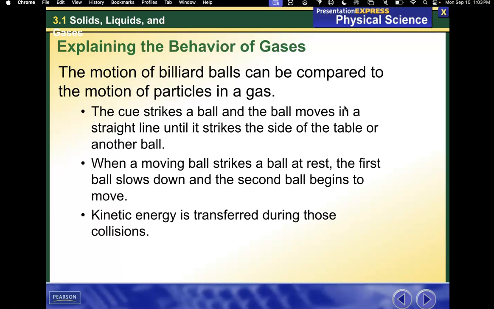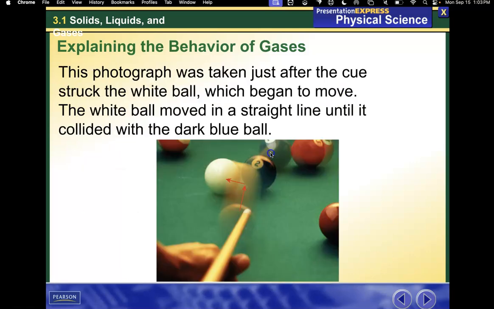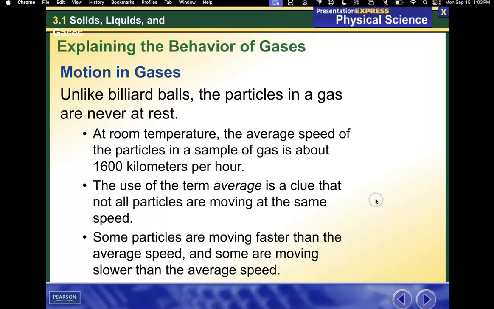Kinetic energy is transferred during those collisions. This photograph was taken just after the cue struck the white ball, which began to move toward the white. The white ball moved in a straight line until it collided with a dark blue ball. So you can see these collisions occurring.